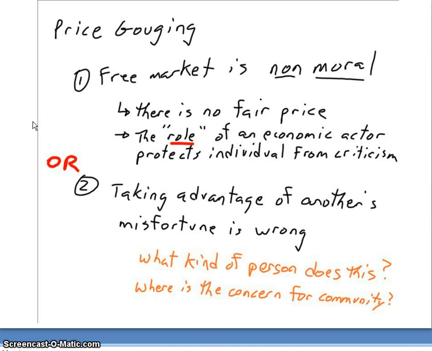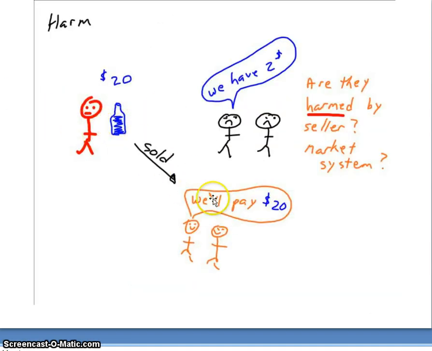So let's take a step back here. What do we have going on here in the case of price gouging? On the one hand, you might want to say that the market system is a non-moral system. There is no fair price for any good in a market system. The price is whatever people are willing to pay. And if that excludes some individuals from the transaction, well, that's just the system. From this point of view, it's improper to bring any kind of moral criticism to this individual here. There is no fair price for water.